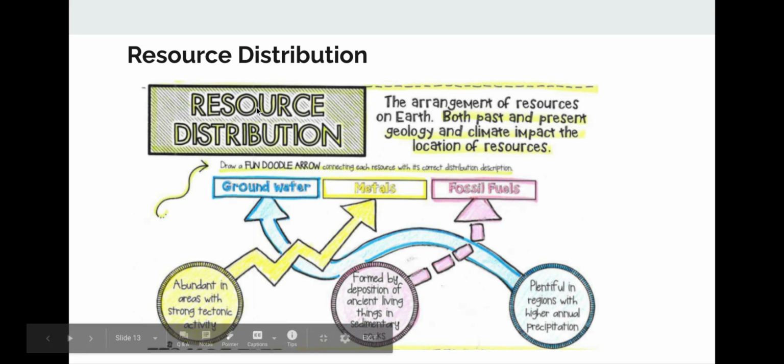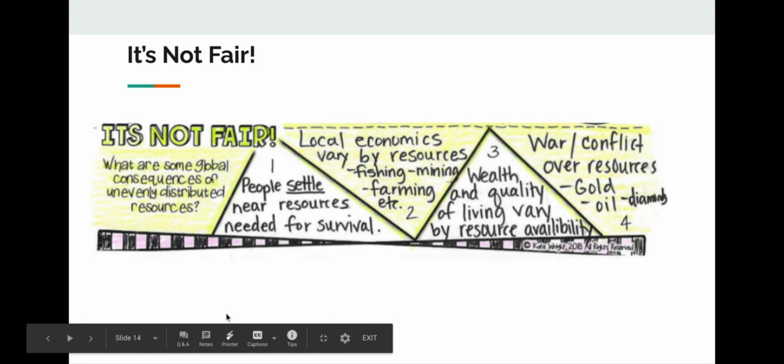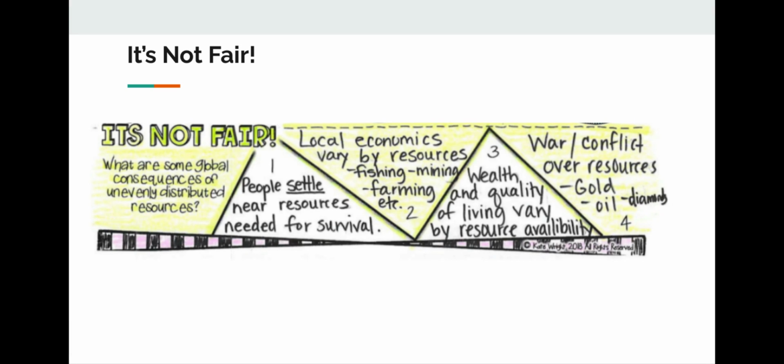And it's not fair, right? We know that not everybody is going to have access to the same resources. There are global consequences of unevenly distributed resources. Typically, people are going to settle near resources needed for survival, which means that if there aren't any resources in a particular area, you're probably not going to have people settling there. It's going to be more expensive in our economy to settle there potentially. Local economics are going to vary by resources.